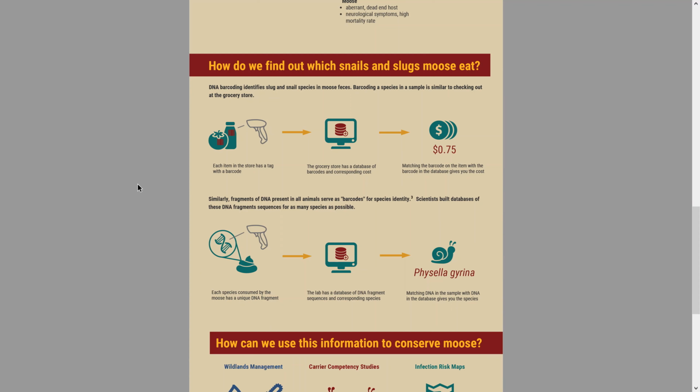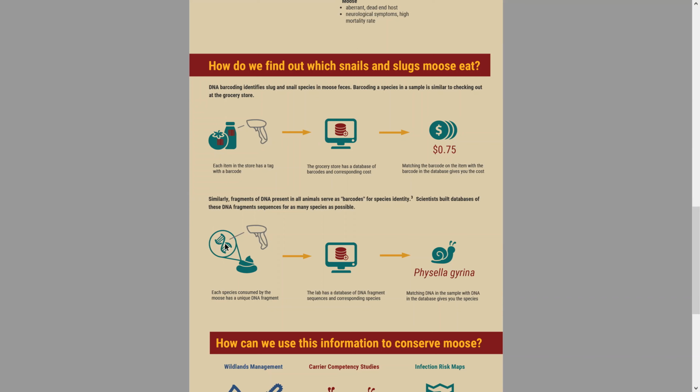To do this, we use a method called DNA barcoding, which works similarly to checking out at the grocery store. When you pick out a grocery item, you'll notice that it has a barcode tag. When scanned, this barcode links to a database containing that barcode and the corresponding price for the item. Similarly, certain portions of the genome are unique identifiers for each biological species.